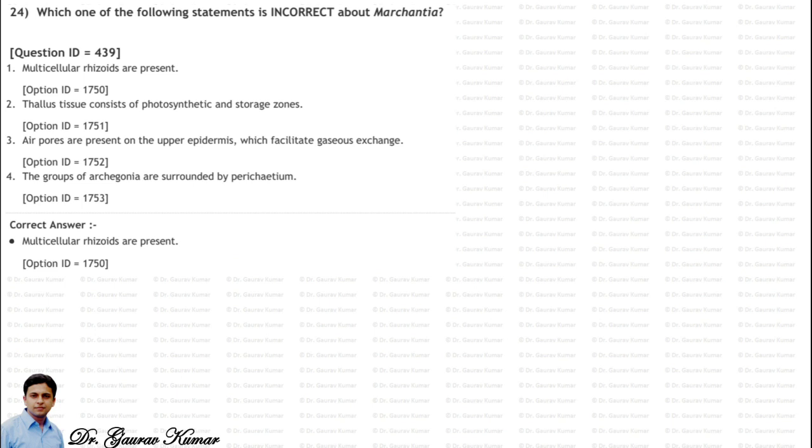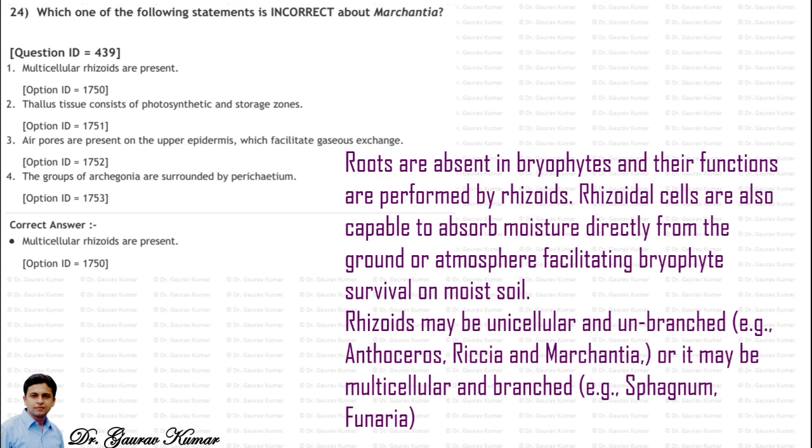The answer is multicellular rhizoids are present. No, wrong. Because roots are absent in bryophytes and their functions are performed by rhizoids, as we know. Rhizoidal cells are also capable to absorb moisture directly from the ground or atmosphere, facilitating bryophyte survival on the moist soil. So this we understood, what are rhizoids.